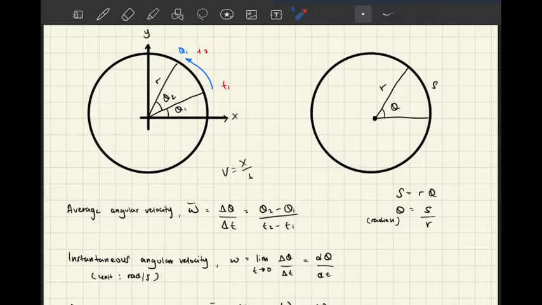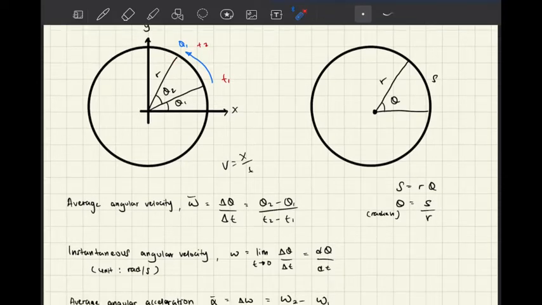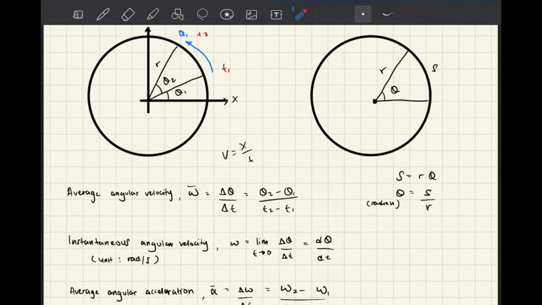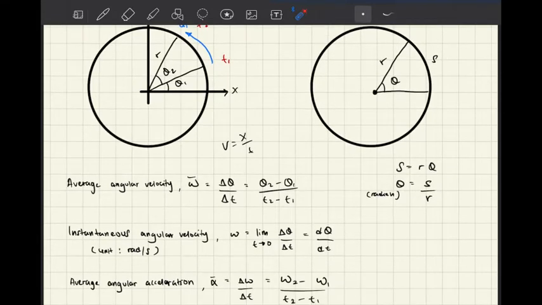So this is the travel angle from initial theta 1 to theta 2, and this will be the radius of the circle. And the initial time will be t1, the start of where it will travel, and the final destination will be at t2. So that is essentially the first equation that you will be dealing with.